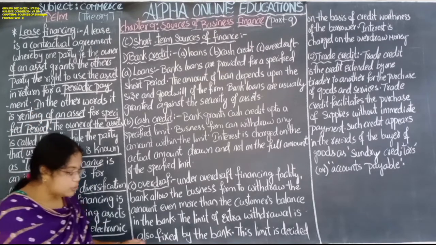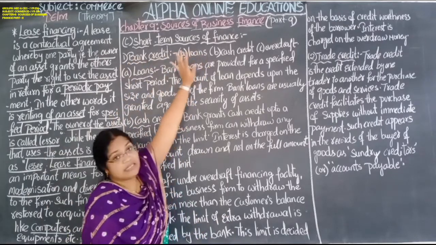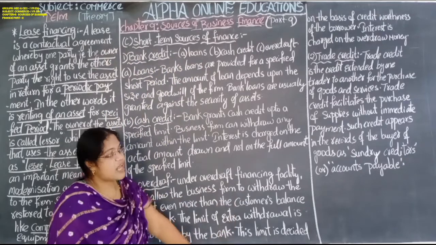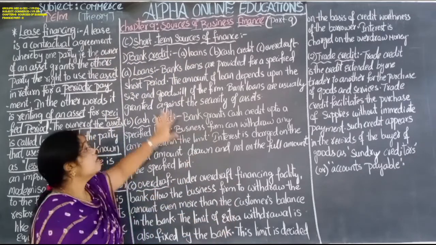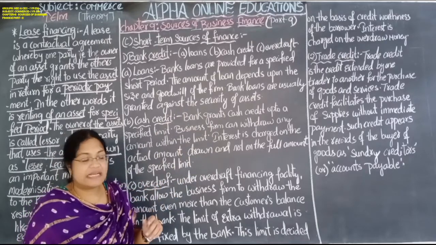Let us move on to the short term source of finance. Okay, this is the short term source of finance. We have nearly 8. In that I have just explained 2 here. So the remaining I will explain to you in the next session.